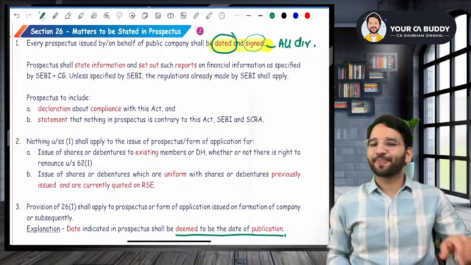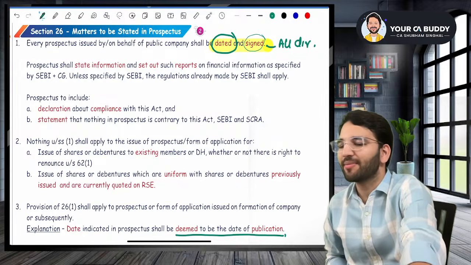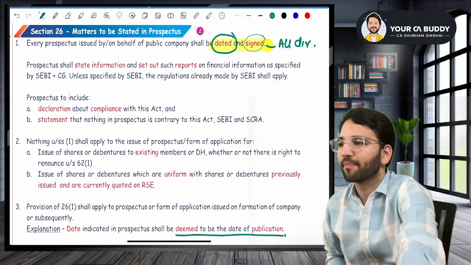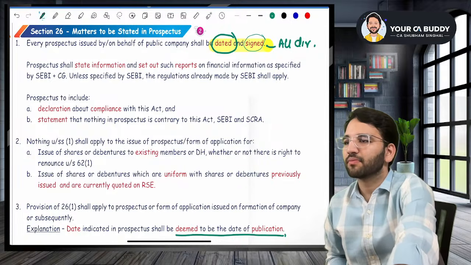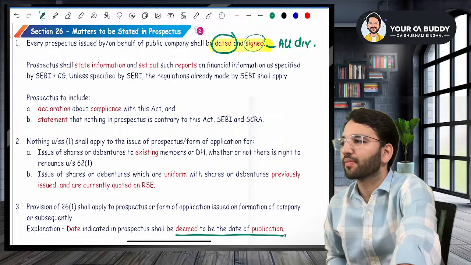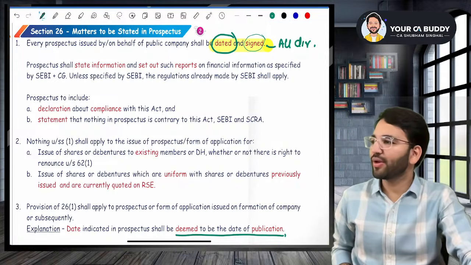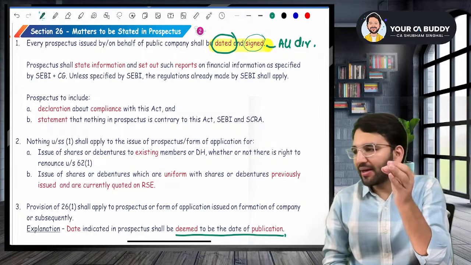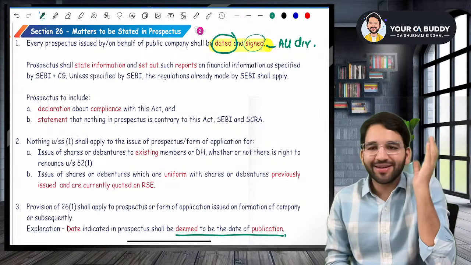Are you with me? Guys, are you with me? Can you hear me? Yes, sir. Okay. Sir, can you hear me? Yes. Kindly keep participating. Sir, please tell Raja in English.